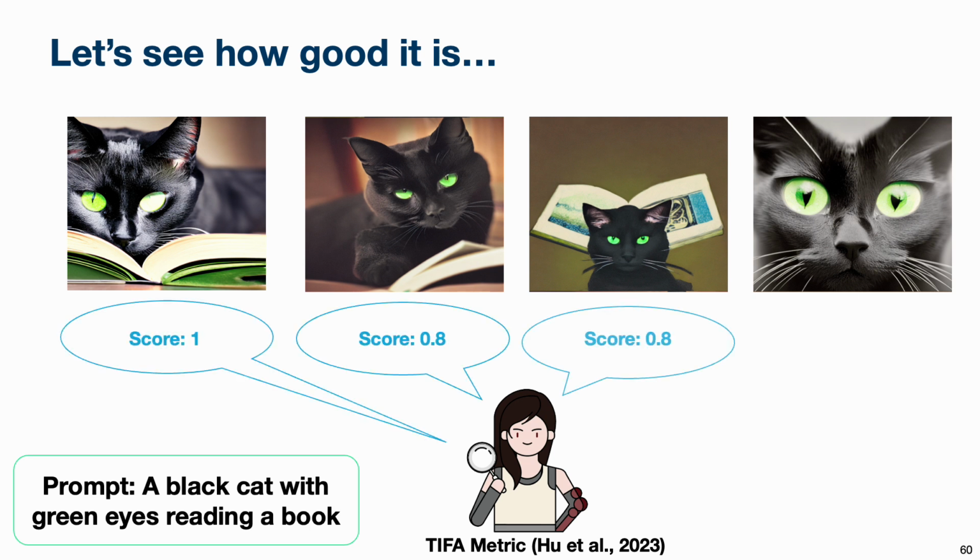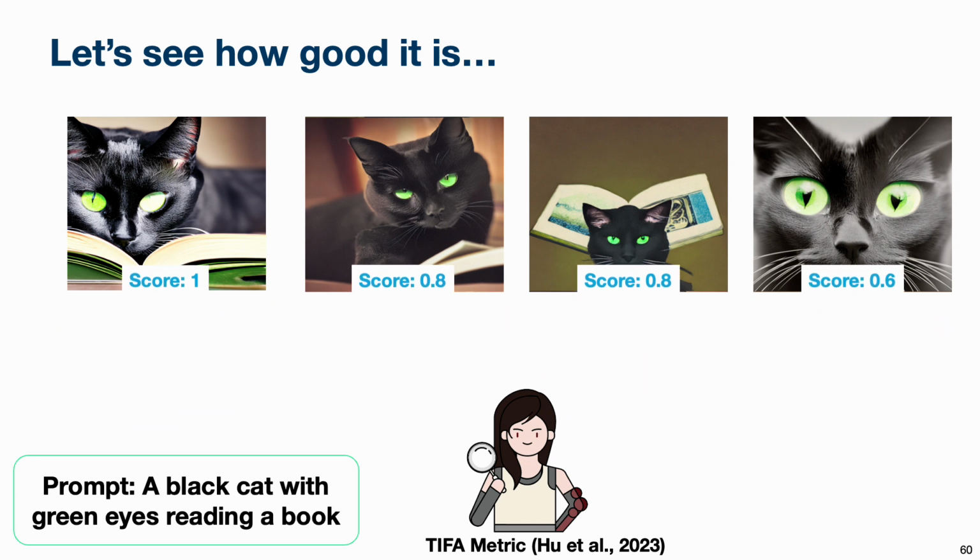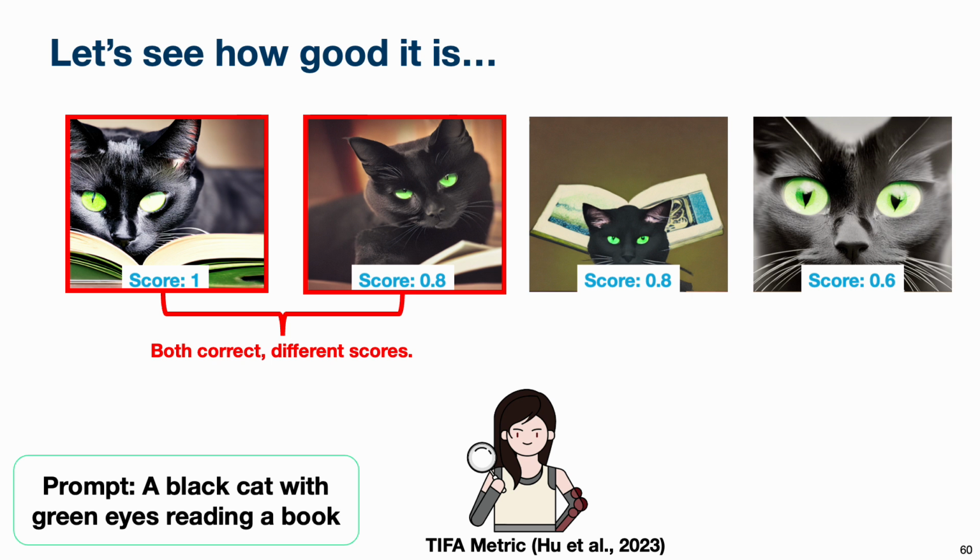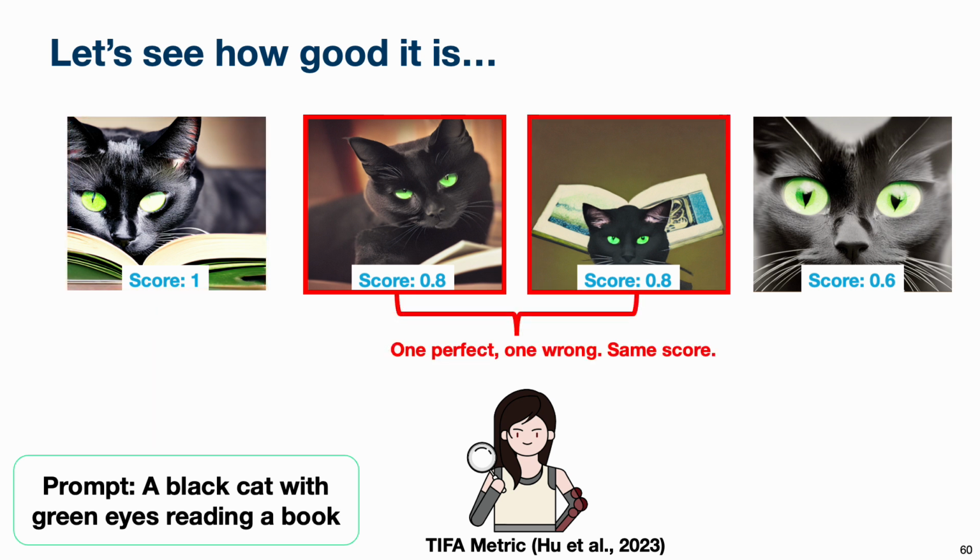There are some issues with these scores. First off, these two images are both perfect. The cat is there, the cat has green eyes, there's a book, and the cat is looking at the book, clearly reading it. And yet, one of them gets a perfect score while the other one does not. Furthermore, these two images in the middle also present a failure of the metric. In one of them, the cat is looking away, and in the other one, the cat is looking towards the book.